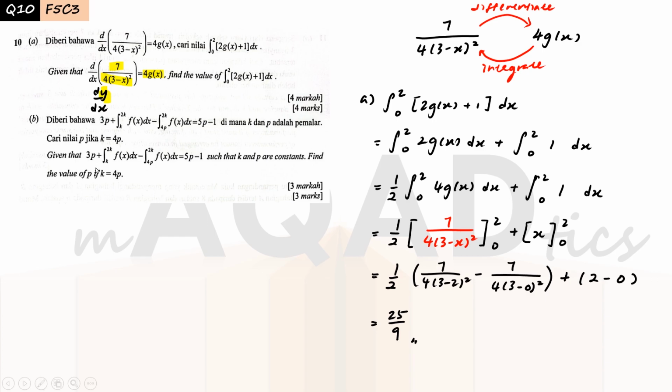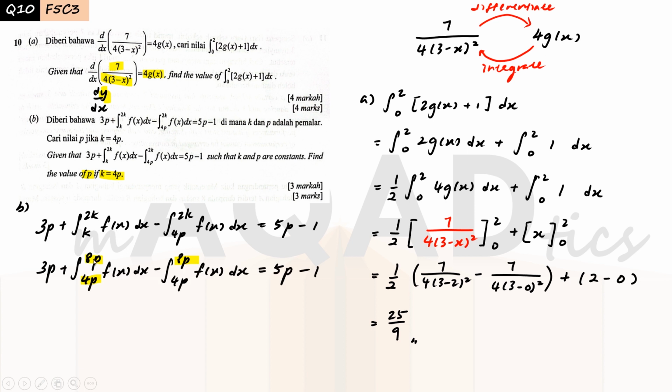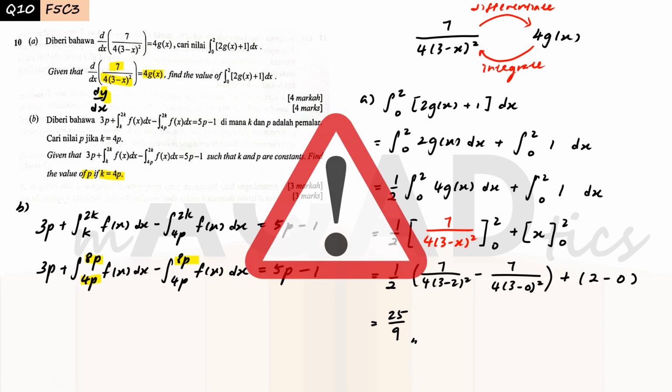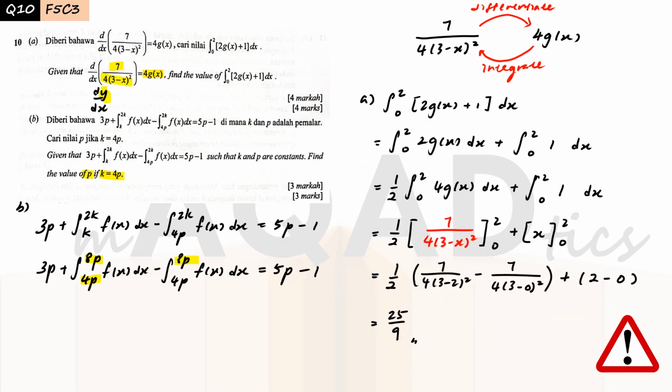For the next part of the question, we have again a complicated equation, and we need to find the value of p if k is equal to 4p. So let's rewrite this equation and change all the k's to become 4p, something like this. I would agree that if you see functions which are exactly the same, for example here is 4p, 4p, inside the integral is f of x, you would cross it out, right? But here we need to use the integral way to cut off these two.